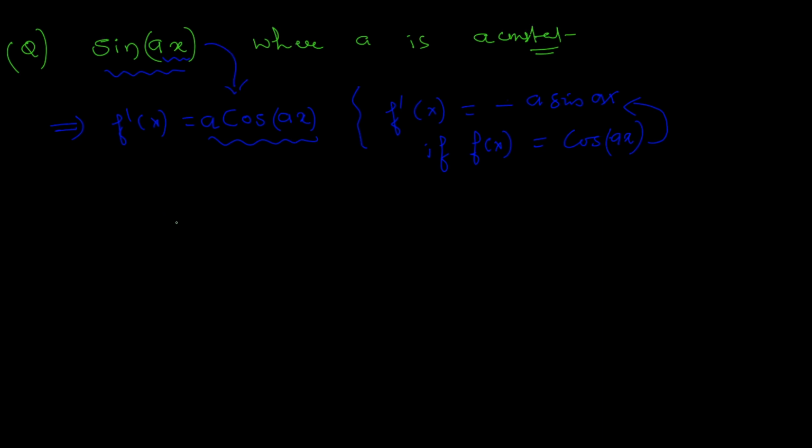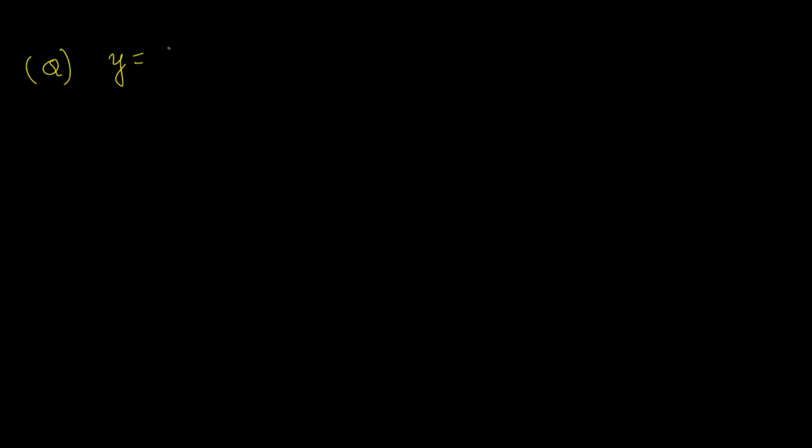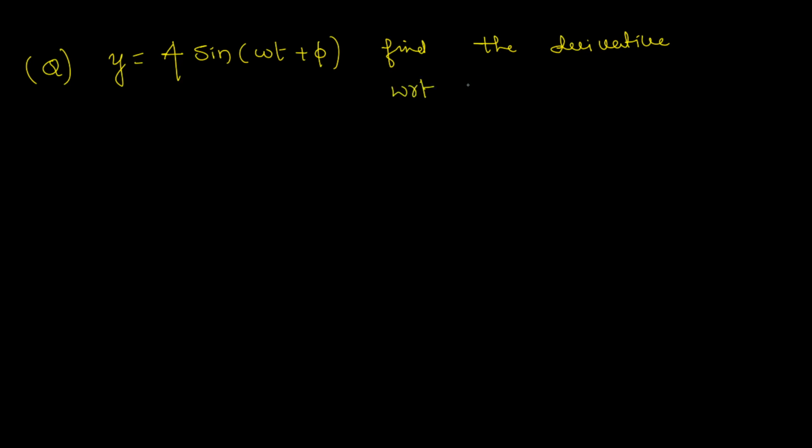Let me give you a realistic function, just the last one. Let's say you have a function. I'll use y for a reason that we have this in physics. A function y is equal to a sin of omega t plus phi. So you have this function, right? So find the derivative of this function with respect to time.